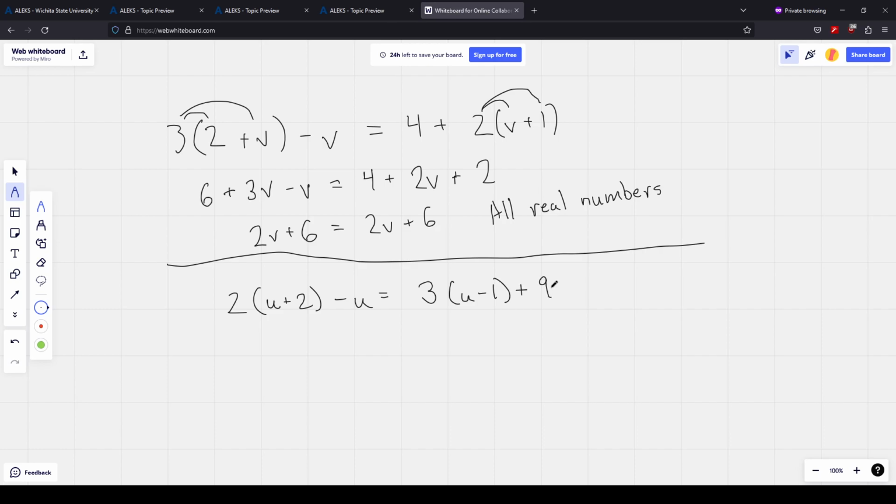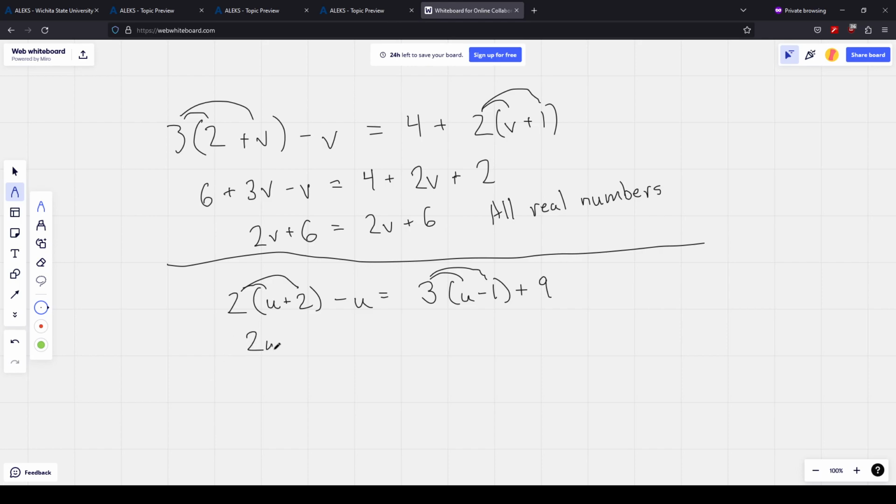Similar to the previous equation, we ultimately want to try and solve by isolating u by itself. So what we're going to have to start with is seeing what we do and don't have, and that's going to again involve these distributions. We're going to distribute this 2 to both u and 2 here in parentheses, and this 3 is going to get distributed to u and negative 1 here. Let's see what we get.